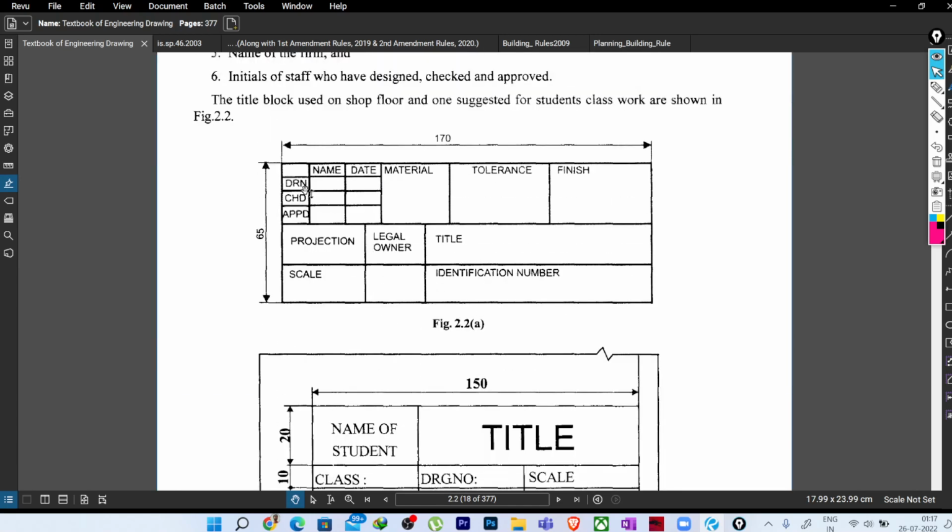Here is the drawing done by whom, at what date, checked by whom and on what date, and this drawing is approved by some authorized person, his name and date, the material, tolerance, finish. In some cases, suppose we are making a structural drawing, there will be different information. So this information will obviously vary. Projection is written, maybe it will change here. The legal owner, obviously it will be written who owns this drawing or this particular structural thing we have made. The title of the drawing.